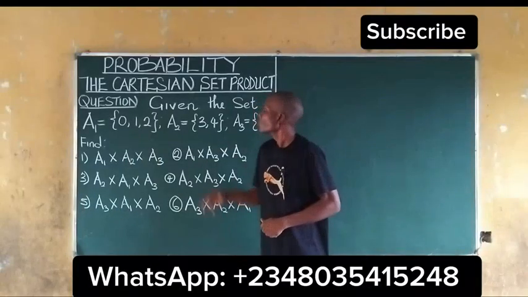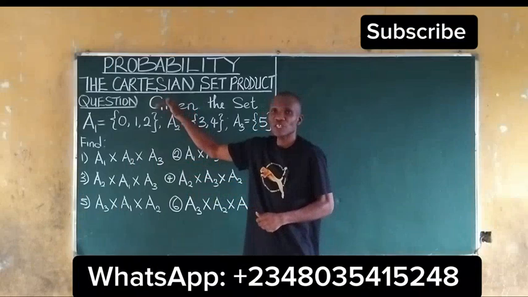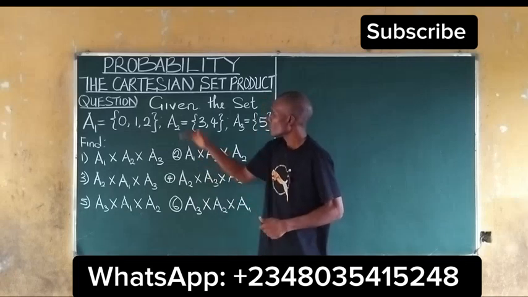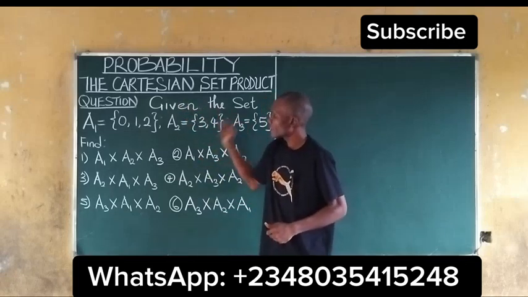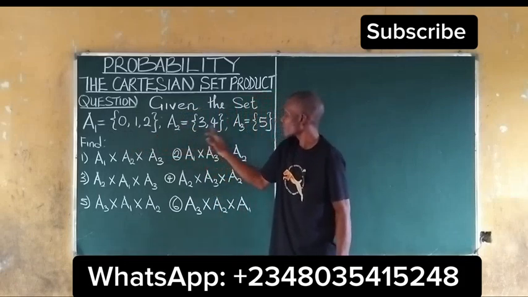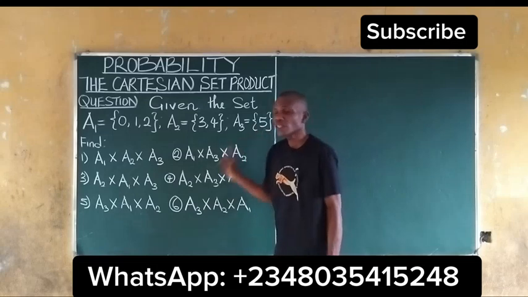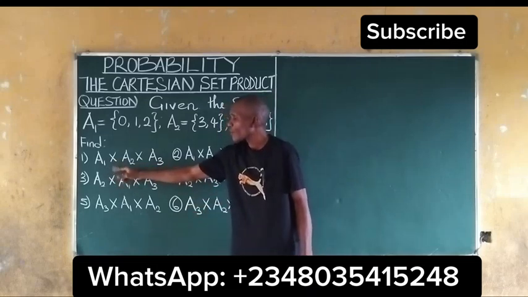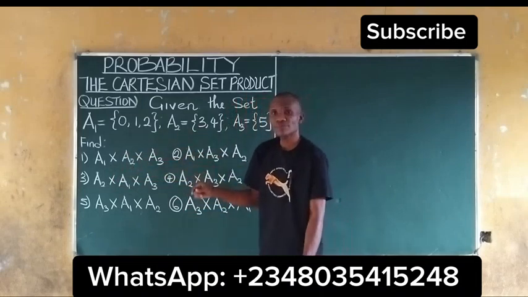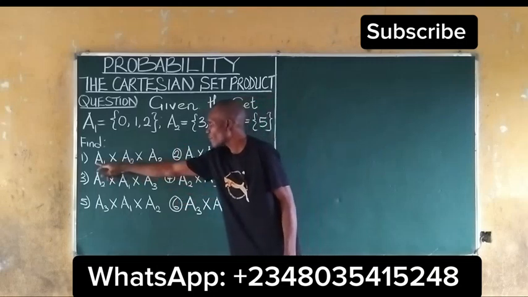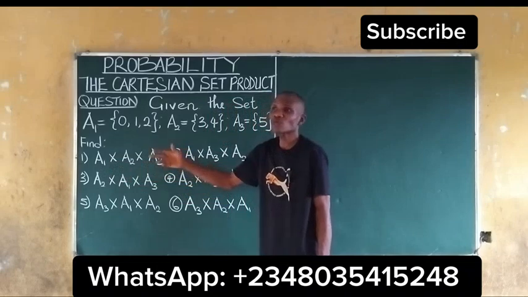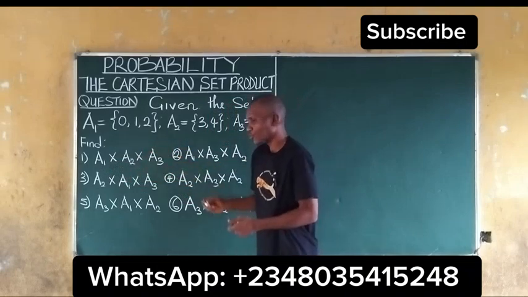In this video, we'll be solving a question on Cartesian set products in probability. We are given the sets A1, A2, and A3. How do we find the product of the Cartesian sets A1 multiplied by A2 multiplied by A3? This is what we do.